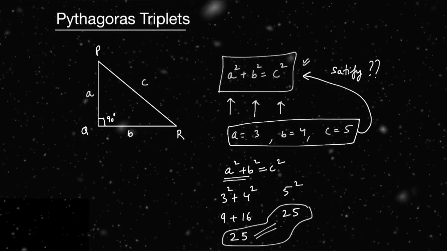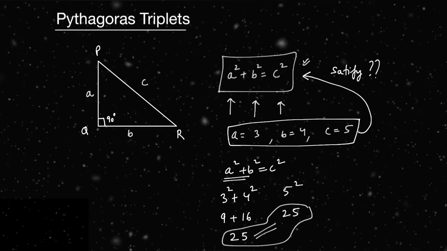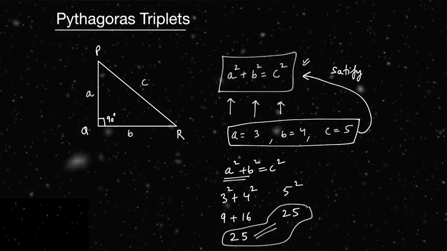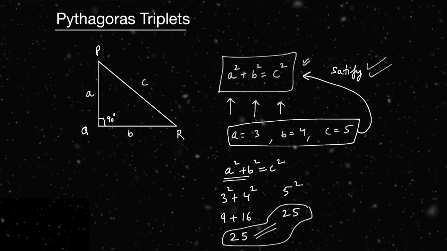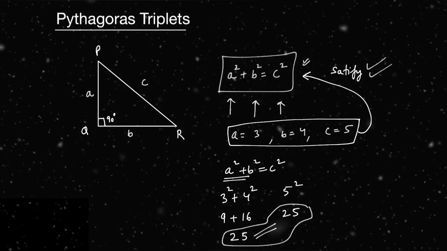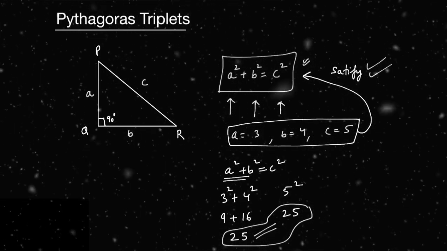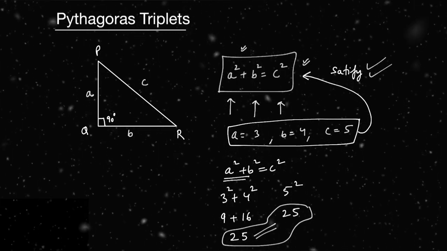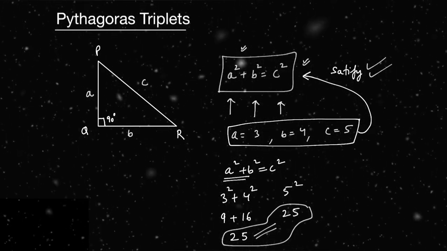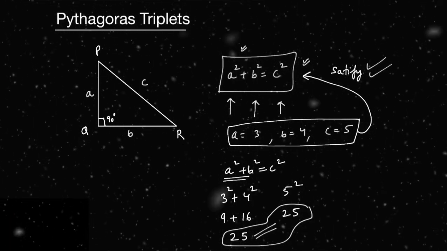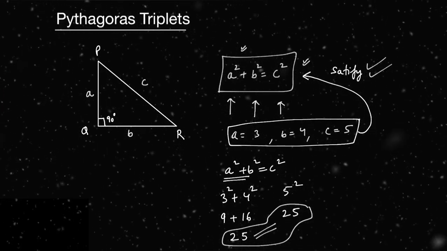And on this basis we can say that yes, this triplet satisfies this equation. So this is only Pythagoras triplets. Whatever three numbers can satisfy the equation will be called Pythagorean triplets. So this is just a combination of three numbers which satisfy the equation. Now let's see how many more triplets we have.